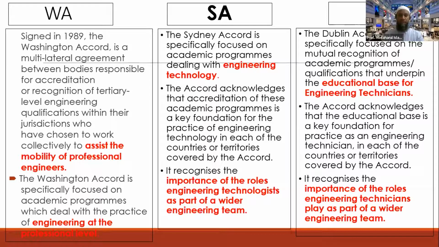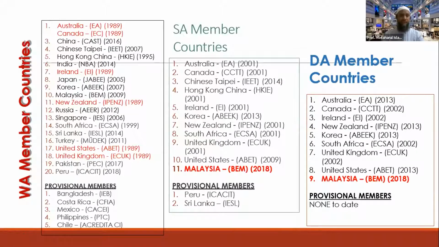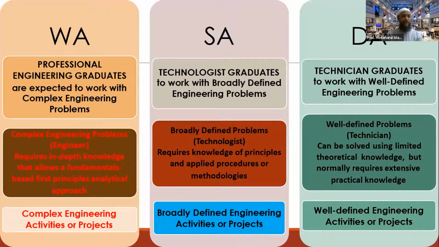Well, let us proceed. All these accords are basically for the students' quality assurance. You see the different countries: the Washington Accord has 20 countries for full membership, and there are some provisional members. The Sydney Accord has 11 countries and 2 provisional members, and the Dublin Accord has 9 full members. As I told you, the Washington Accord is for professional graduate engineers, the Sydney Accord for technologists, and the Dublin Accord for technicians.